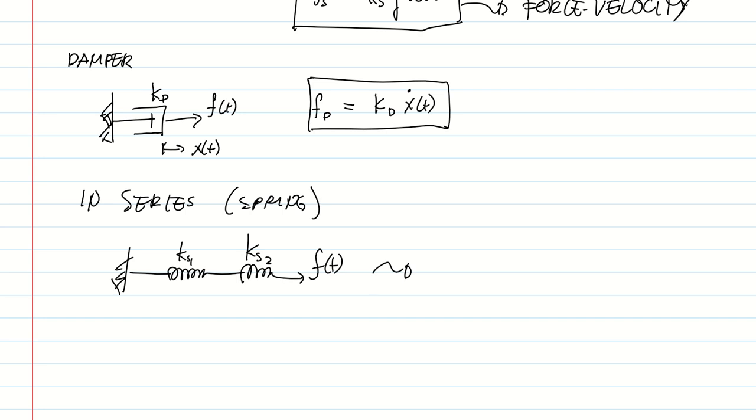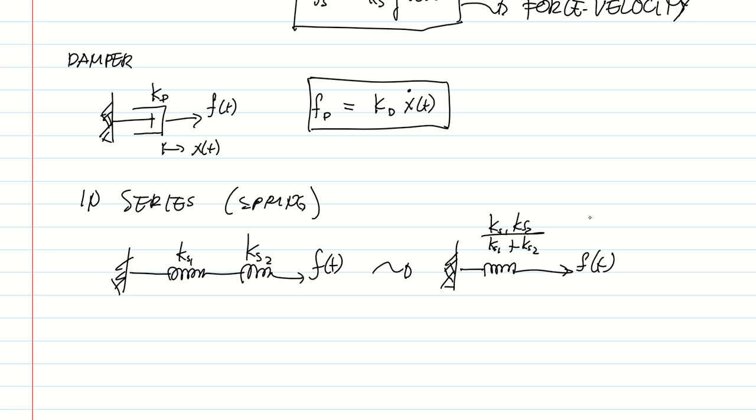If you remember from electrical circuits, this is the same formula as the one for parallel resistors. If you want to determine the equivalent of these two, we can make it one spring. The equivalent will be equal to KS1 times KS2 all over KS1 plus KS2, so you just use the formula for parallel resistors.